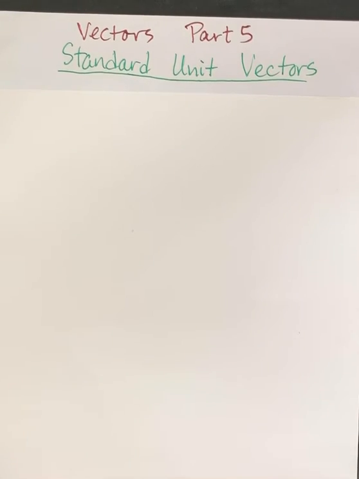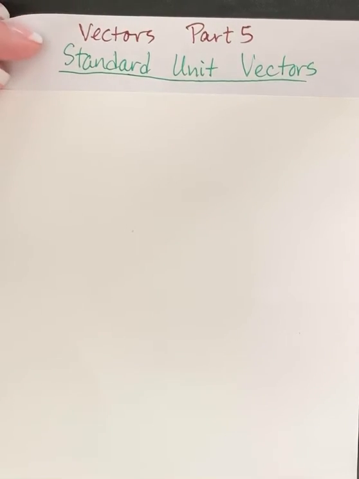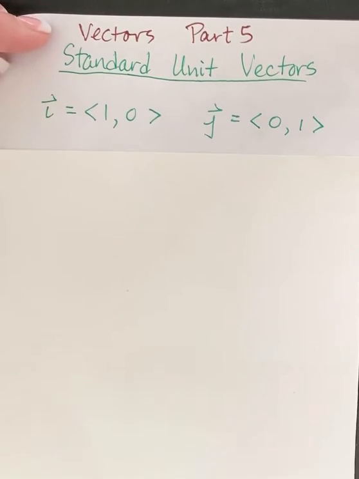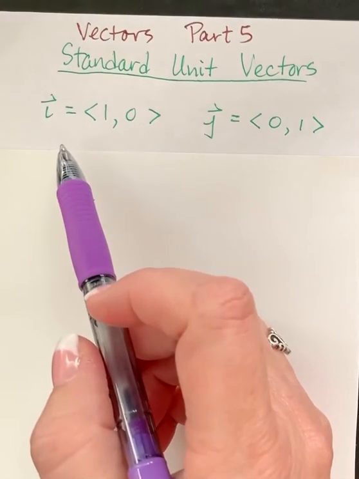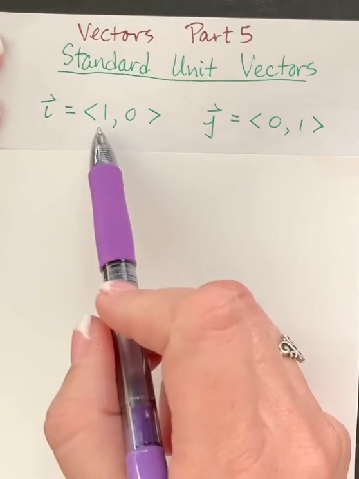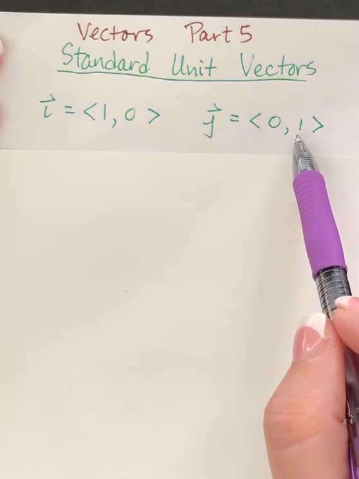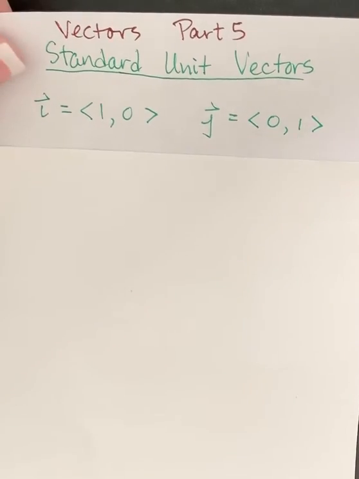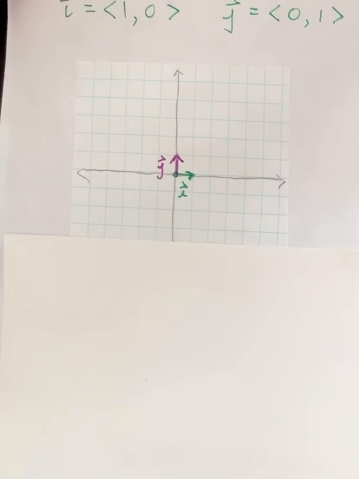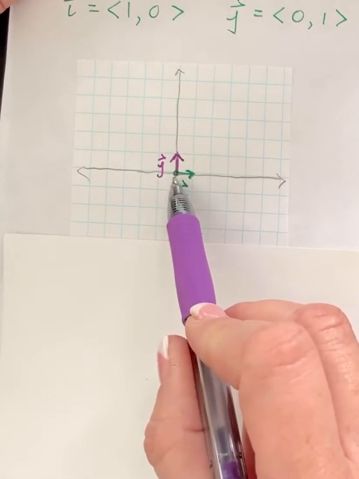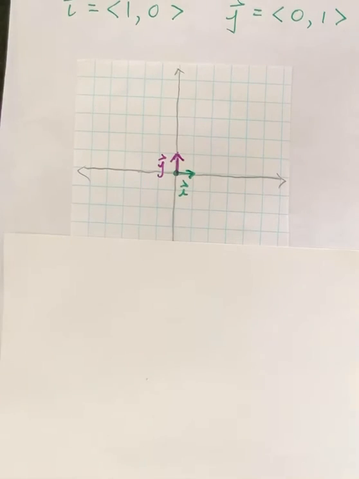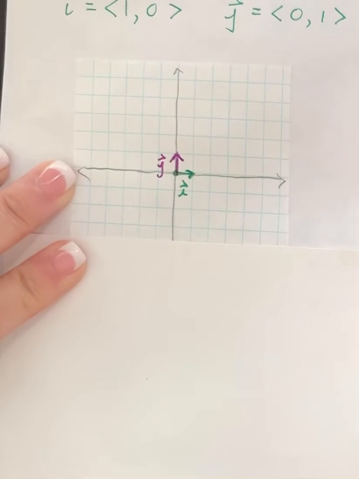This is part 5 of the series on vectors, section 6.3, and in this video we'll talk about the standard unit vectors. Okay, the standard unit vectors working in 2 dimensions are i, which is 1, 0, and j, which is 0, 1. So they are each 1 unit. That's why they're unit vectors. The vector i moves 1 unit in the horizontal direction, and j moves 1 unit in the vertical direction.